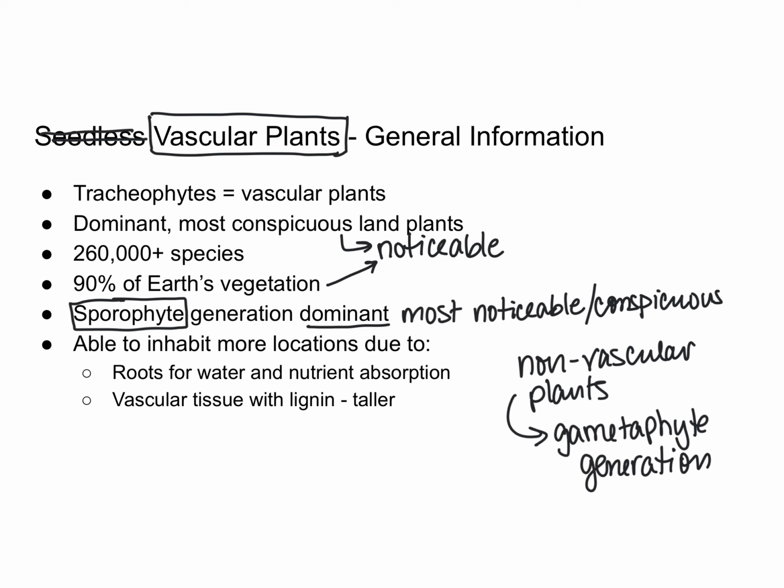Vascular plants are also able to inhabit a more diverse variety of locations because they have roots which help with water and nutrient absorption, and their vascular tissue has that lignin molecule that is involved in support. So it's kind of a tough molecule that provides almost like a bit of a skeleton for the plant that allows it to grow taller. And by growing taller, it can have a better chance of competing for sunlight.